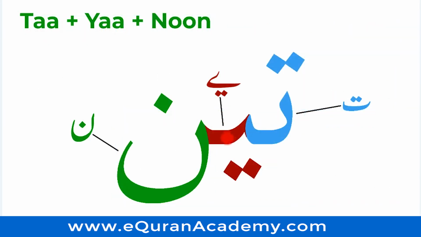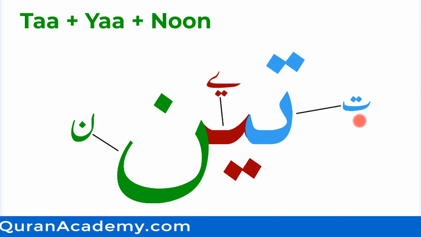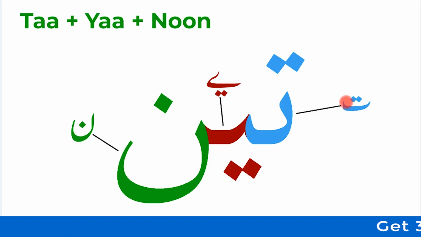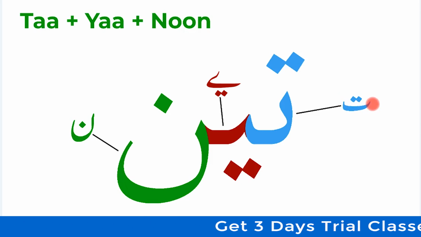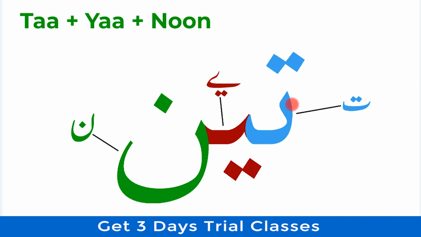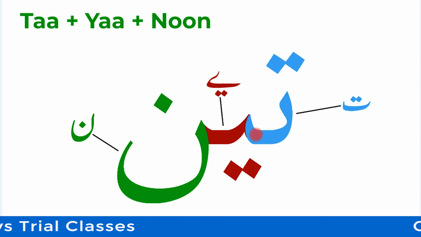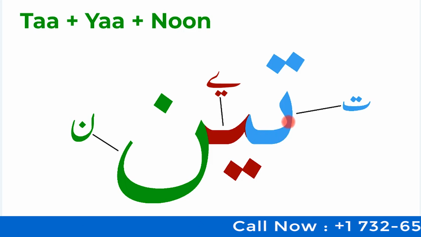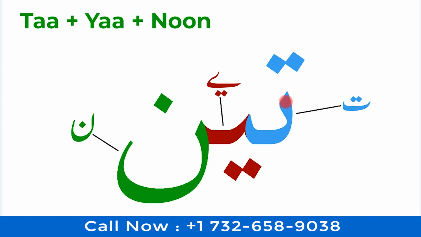Ta, ya, noon. When we write ta as a single letter, ta will be written like this, and when we write ta in words, ta will be written like this. So if you know ta has two dots on top, you can easily recognize this letter.